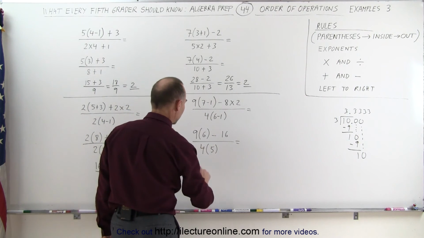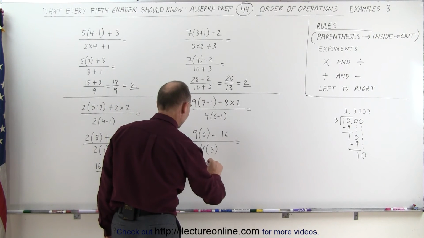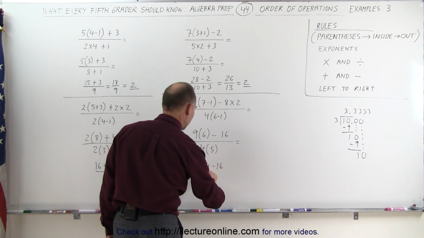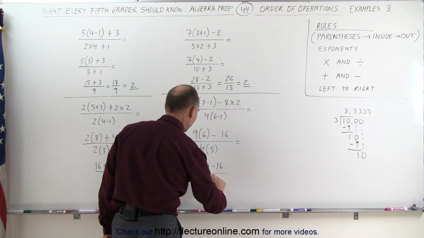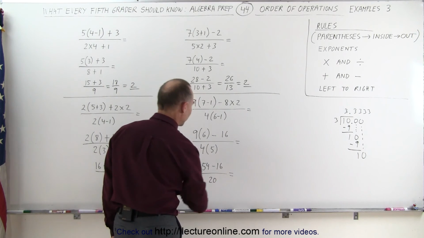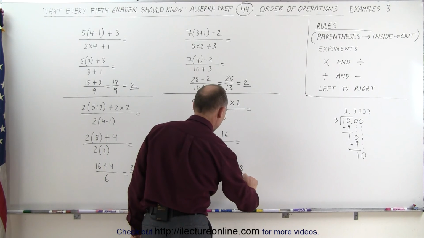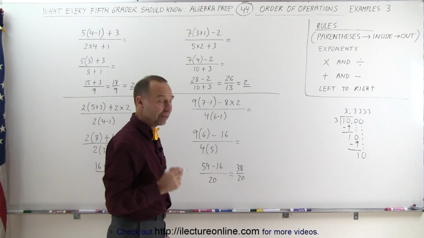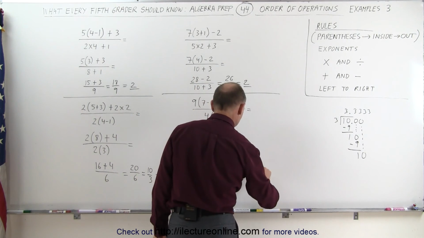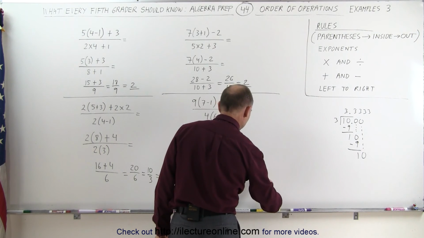Next, we can do the multiplications. 9 times 6, that's 54, minus 16, divided by 4 times 5, which is 20. 54 minus 16, that would be 38 divided by 20. They're both even, so I can simplify that. This becomes 19 divided by 10.